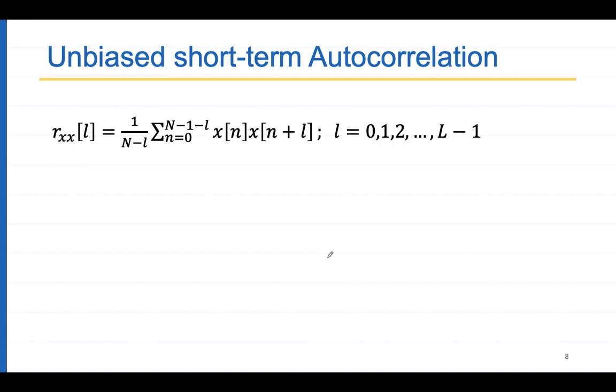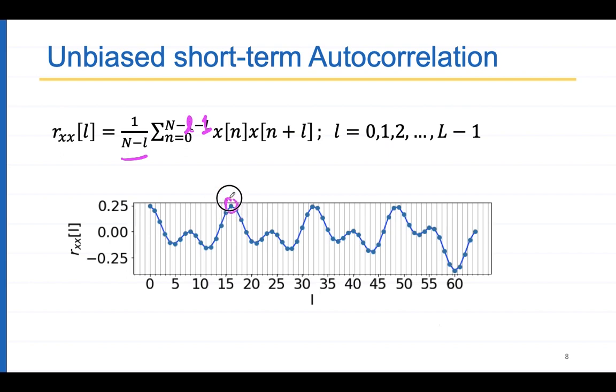Now, how do I take care of this bias? If I simply divide this term by N minus L, then I take care of that problem. If I divide by N minus L, what do I get? All my peaks are now at similar height, right? Yes, I'm adding over a smaller length, but if I normalize with this length, N minus L, then they are comparable. This is the unbiased short-term autocorrelation.